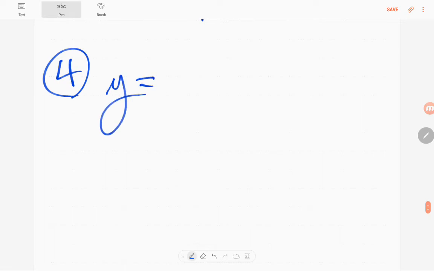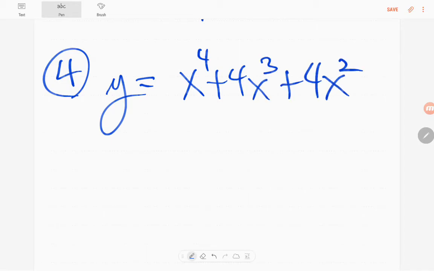Use technology to find a local max and two local mins of the graph of the following function. We've got x to the fourth plus 4x cubed plus 4x squared. So they don't give us the window to use, and we're also not given multiple choice. So we kind of have to figure this out on our own. So let me enter it into my calculator. And I might start off with a standard viewing window just to see how it looks.